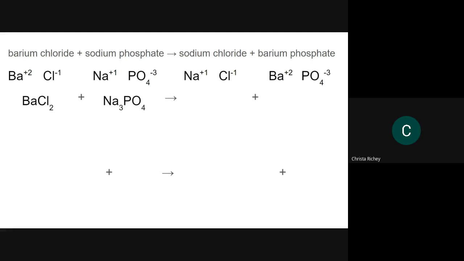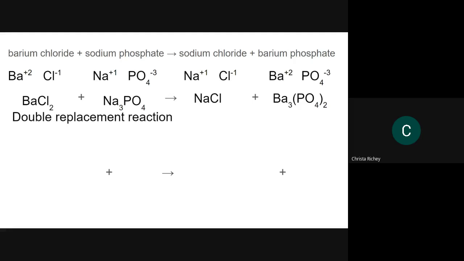What about sodium chloride? How do we write salt? NaCl. And how would we write barium phosphate? Ba3, then what? PO4 in parentheses, and then the 2 goes outside. What type of reaction is that? That is a double. Whether you call it double replacement, double displacement, or just say double, I know if you say double or single, that it's one or the other. Then add the other one.